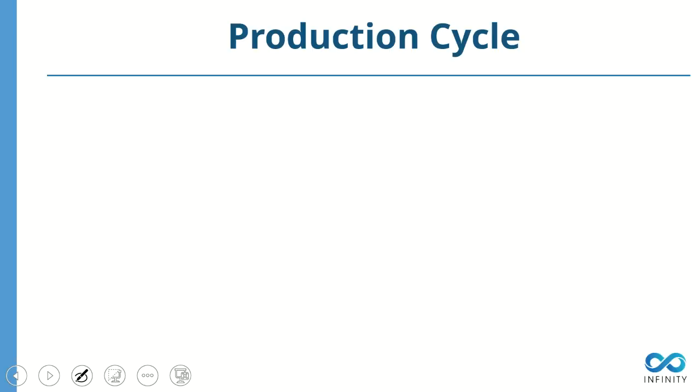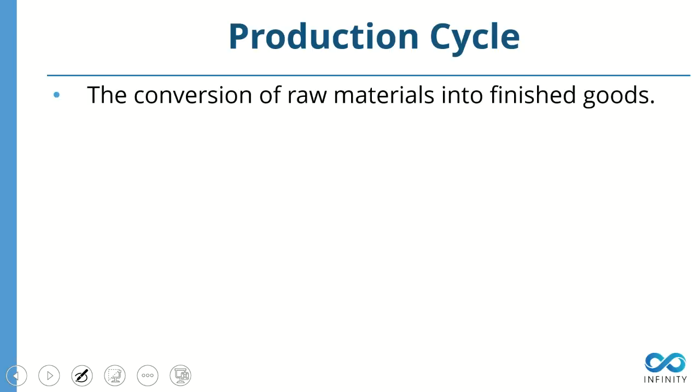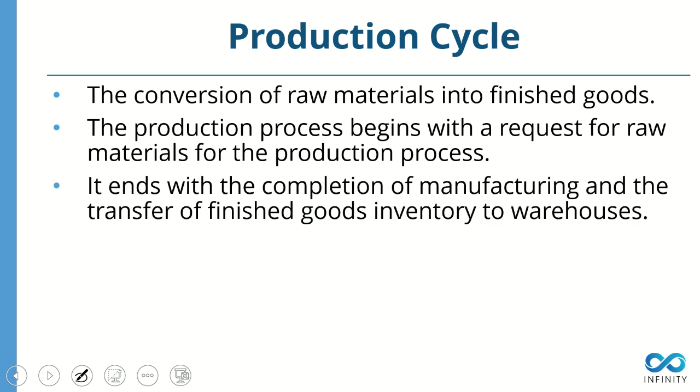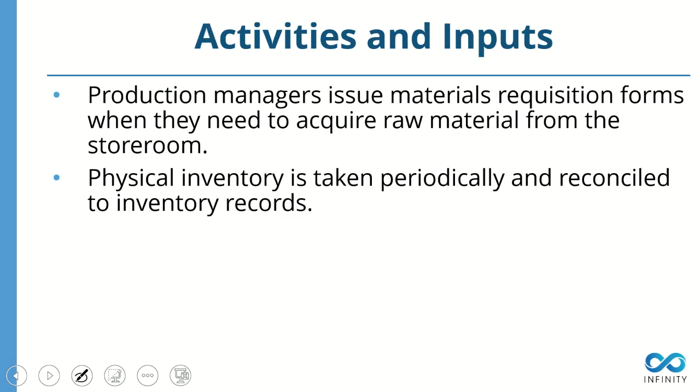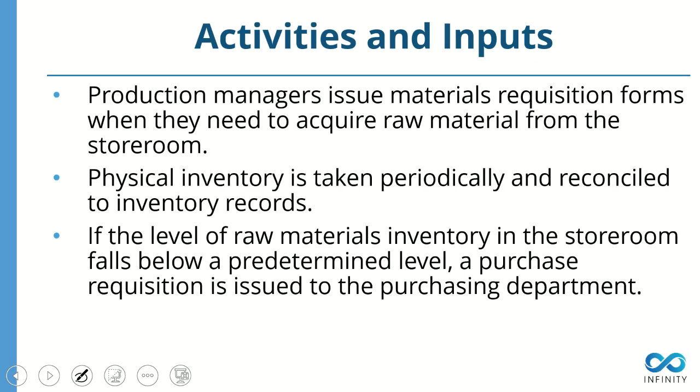Then comes the production cycle. So we are using AIS for the production cycle. There are different steps done when we do production activities in-house. Production managers issue material requisition forms. So now the production manager wants to make something, so he will do a material requisition form.